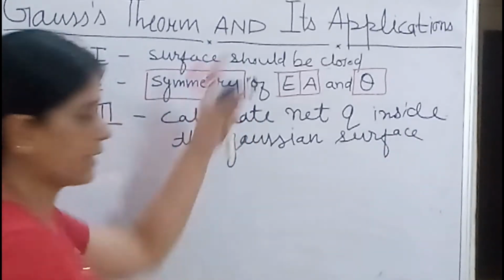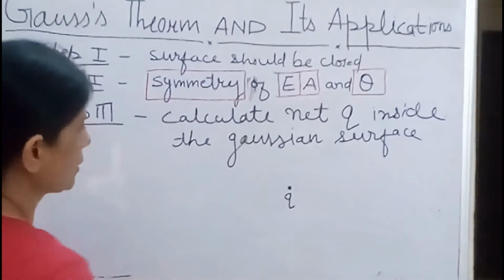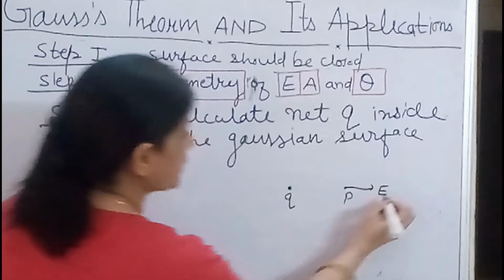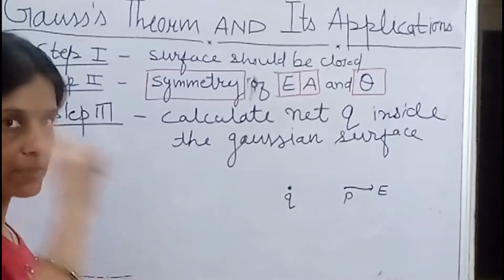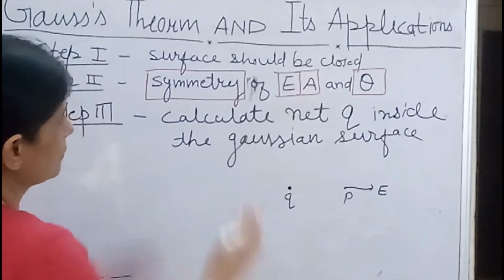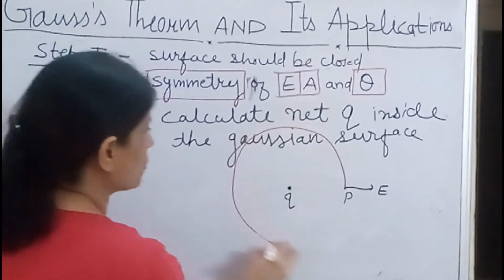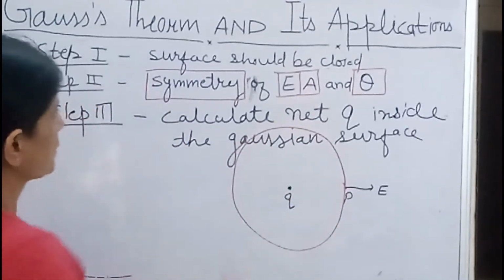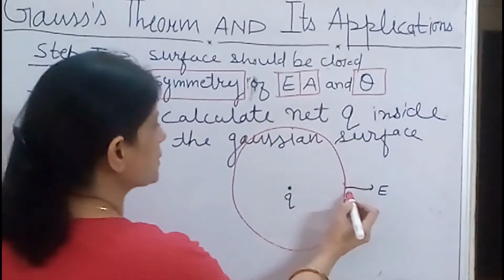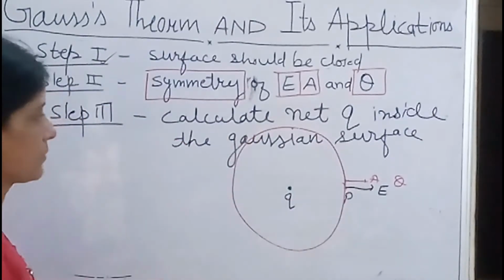So we were taking the example of this charge Q. The same example will carry on. We have to find the value of electric field intensity E at this point P. Step number 1, the surface should be closed. We will imagine one closed Gaussian surface. First one step. Second is symmetry of E, A and theta. Yes, we have done E, A, theta. Symmetry is the same all over the surface.